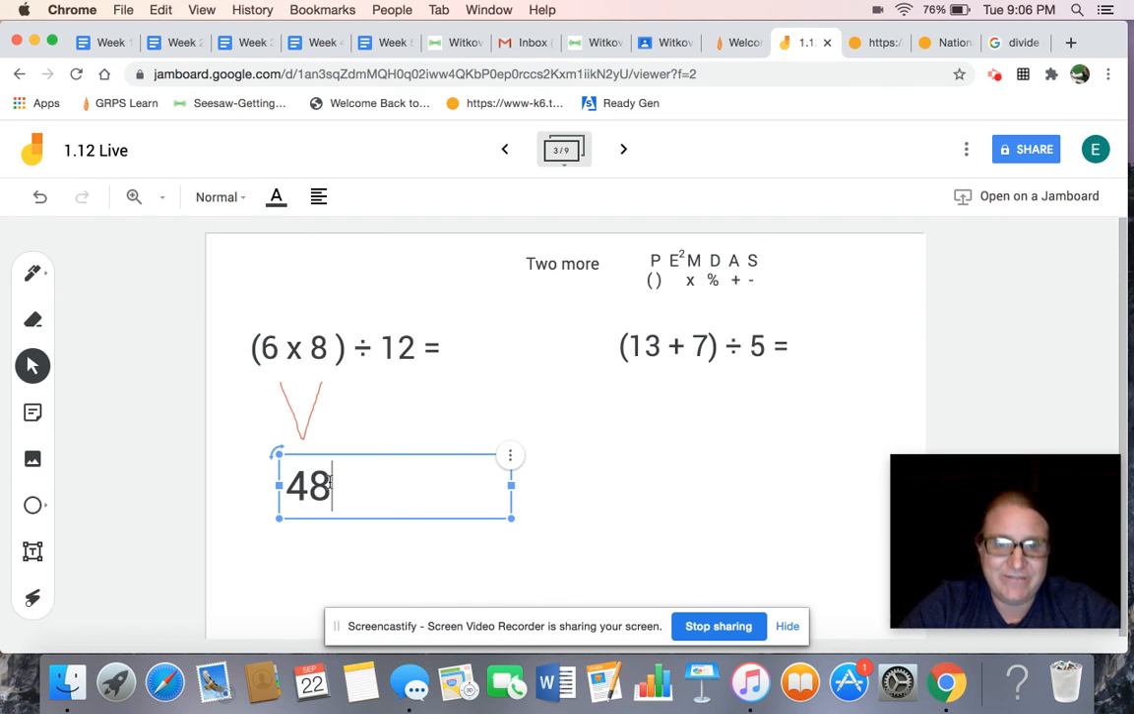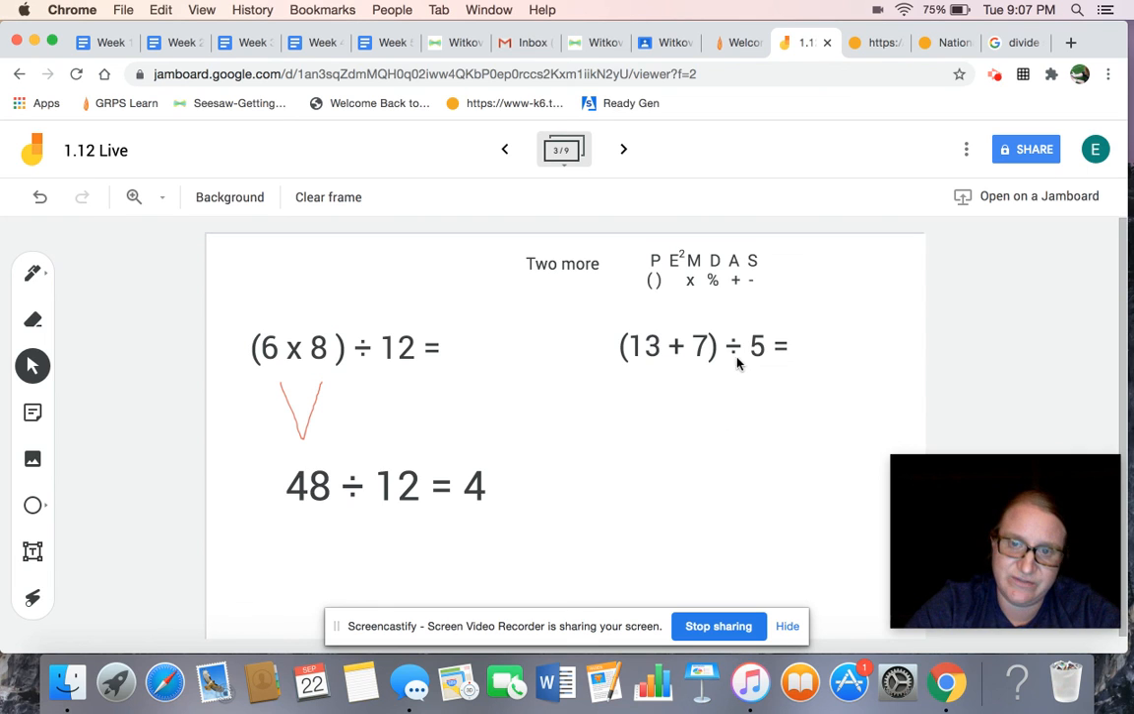All right, and if I could click in here, I think I saved, yes, I saved the division symbol because it's not on the keyboard. 48 divided by 12. Well, think to yourself, what times 12 equals 48? And that answer is 4. If you multiply 12 times 4, you will get 48. So we only had 2 steps in that one.